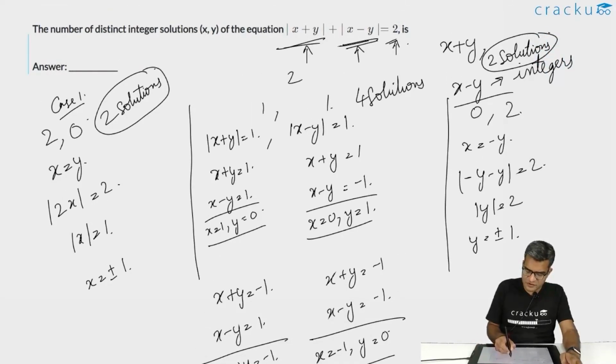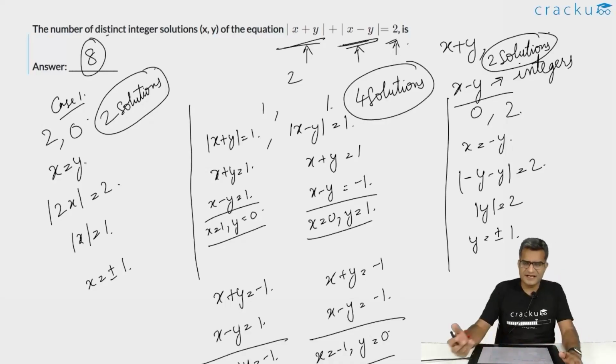So the total number of solutions is 2 plus 2 plus 4, which is 8. This is a slightly lengthy question. It is going to take some time, but there is no other way to actually solve it.